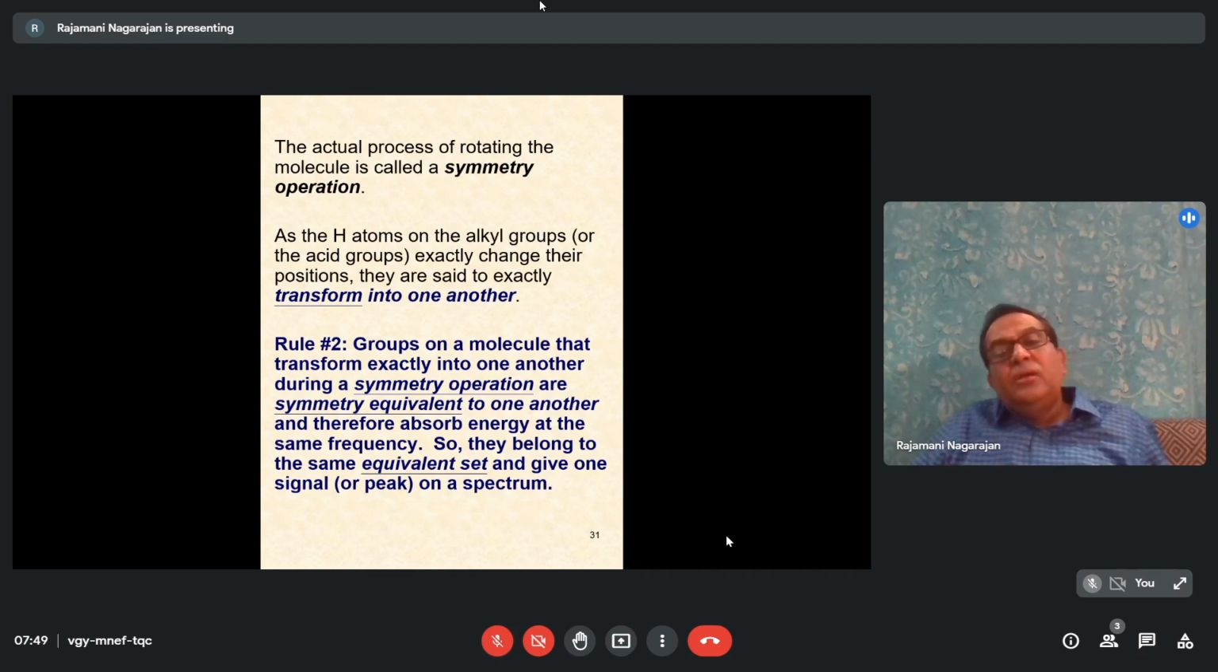What is rule number 2, which we can certainly make use of? Groups on a molecule that transform exactly into one another during a symmetry operation are symmetrically equivalent to one another and therefore absorb energy at the same frequency. So they belong to the same equivalent set and give one signal or a peak on a spectrum.